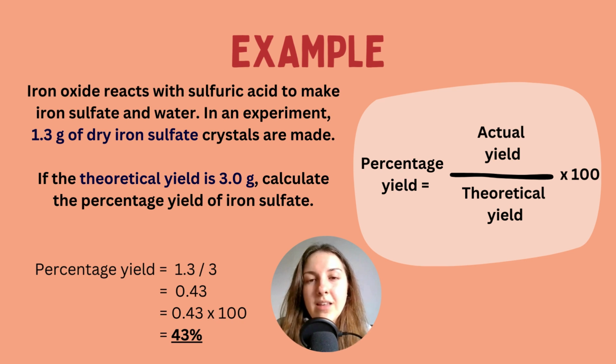This, by the way, is an example of a neutralization reaction. You've got iron oxide, which is an alkali or a base. You also have sulfuric acid, which of course is an acid. So an acid plus a base will make a salt and water. So the salt is iron sulfate.